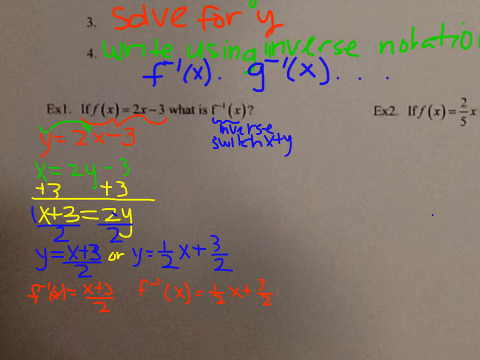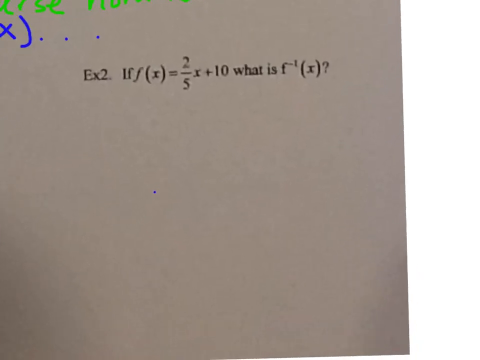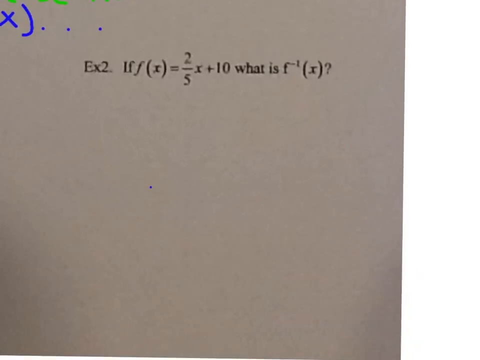All right, so let's take a look at number 2. It says if f of x equals 2/5 x plus 10, what is, and see that notation? That means what is the inverse? Remember, this means inverse. And what does inverse mean to do? Switch x and y.